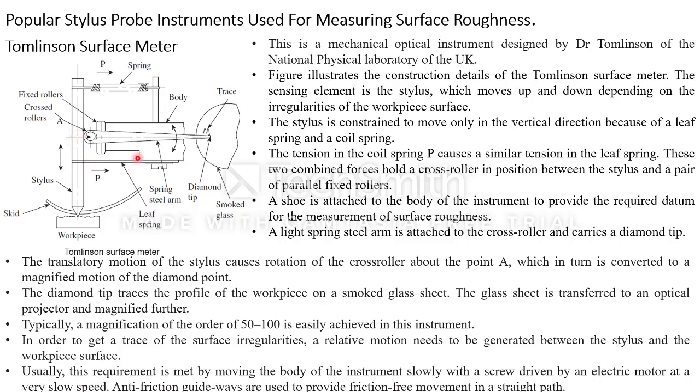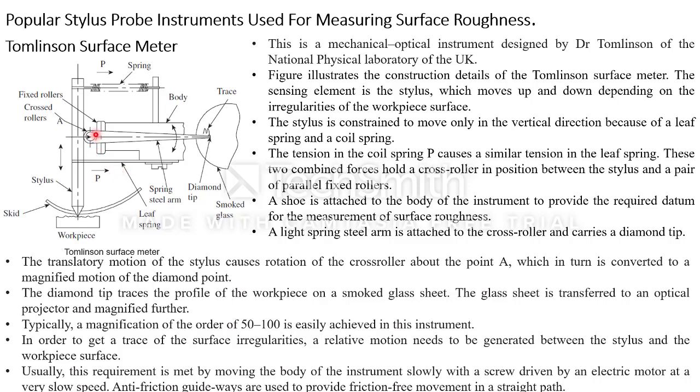leaf spring with a stiffness or with a force P, where that force P is created here in the main coil spring, and however much the coil spring tension is, the same tension will be applicable over this leaf spring. These two combined forces hold a cross roller, and here you can see a cross roller in position between the stylus and a pair of parallelly fixed rollers.